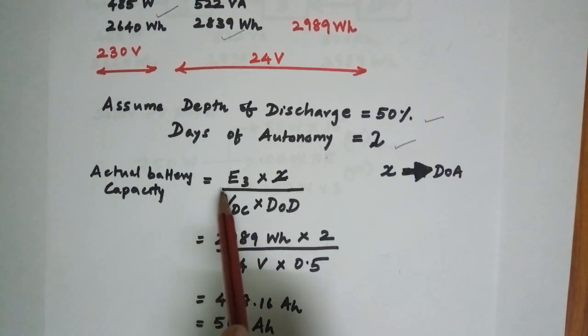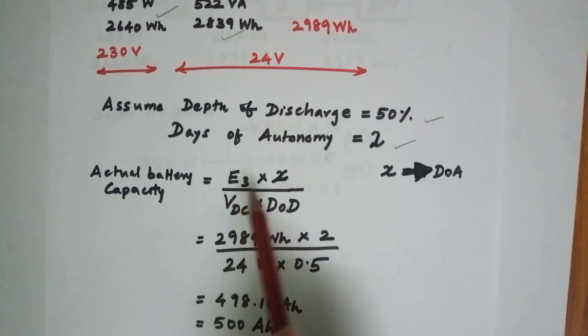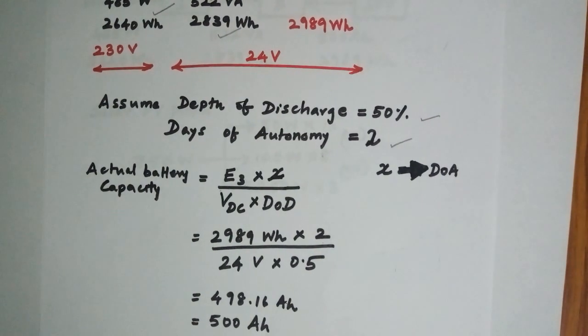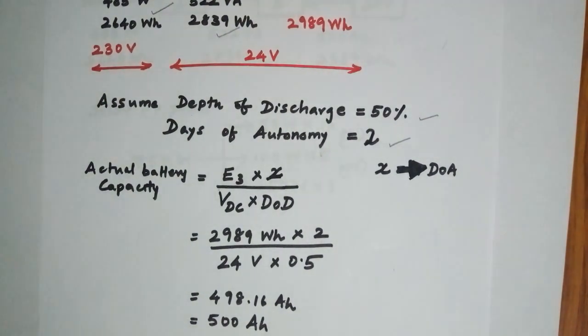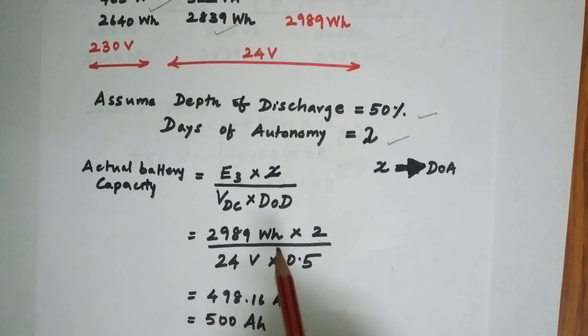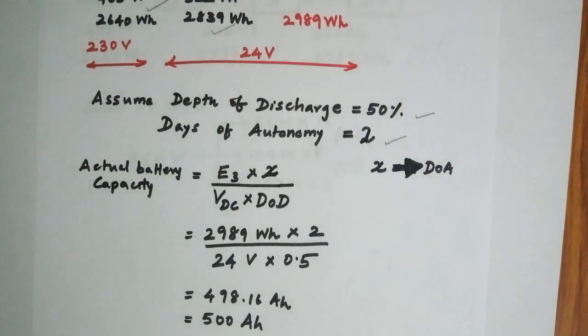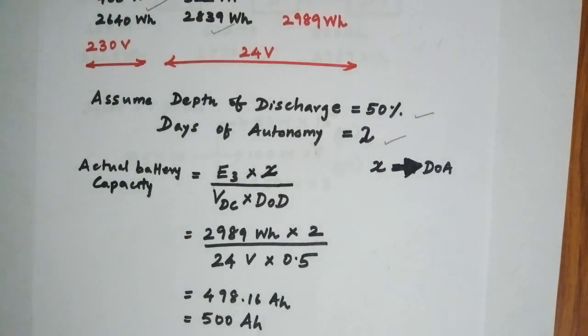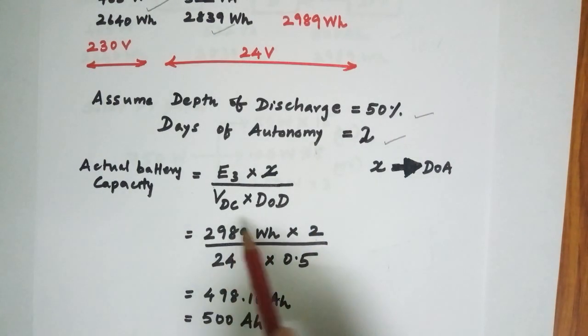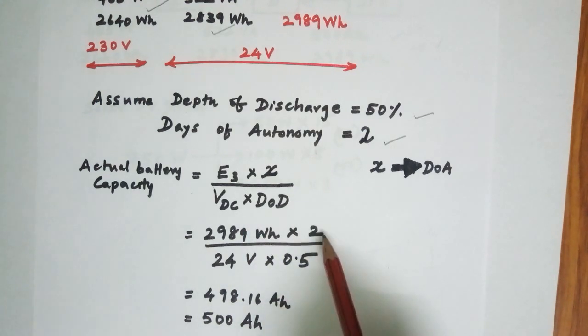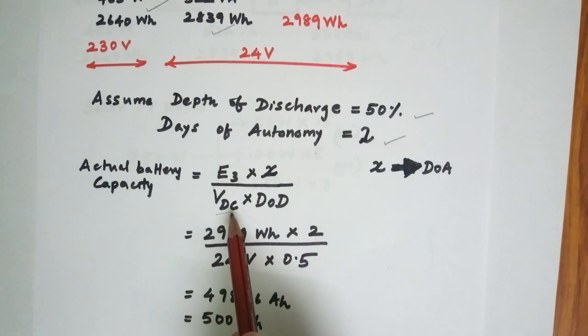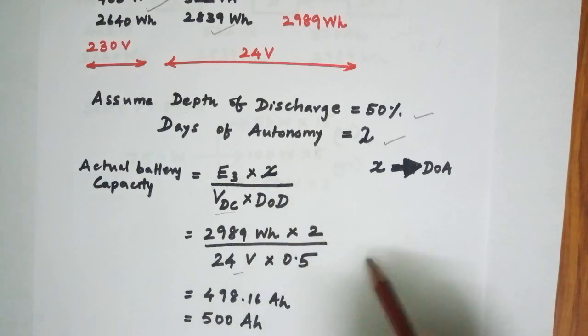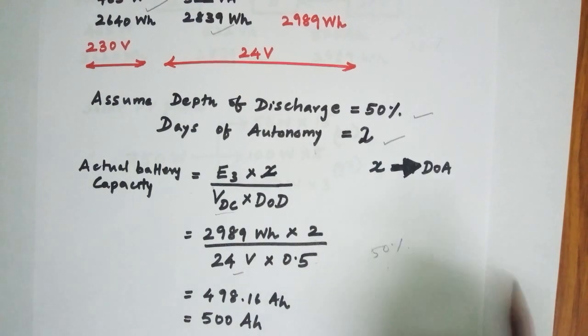The actual battery capacity is equal to the input to the battery. So the input to the battery has been already calculated. Sorry, the input to the battery is 2989 watt hour. So E3 is 2989 watt hour, and X is the days of autonomy. In this problem I have considered the DC voltage to be 24. So 24 volt, and depth of discharge 50% or 0.5.